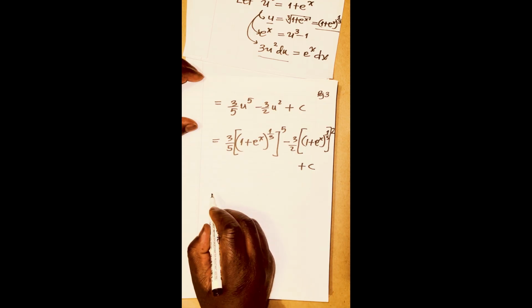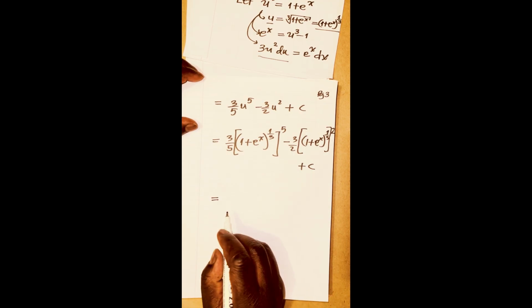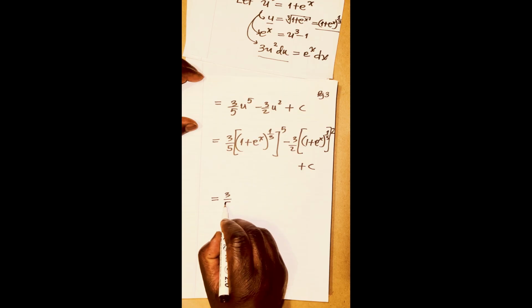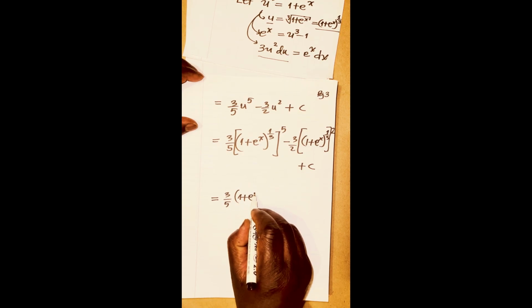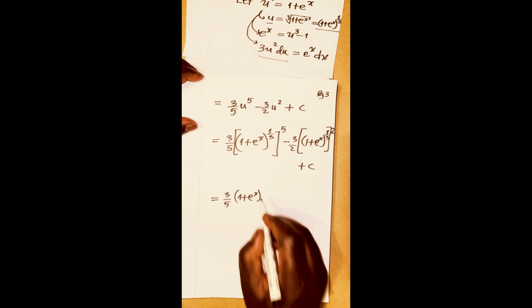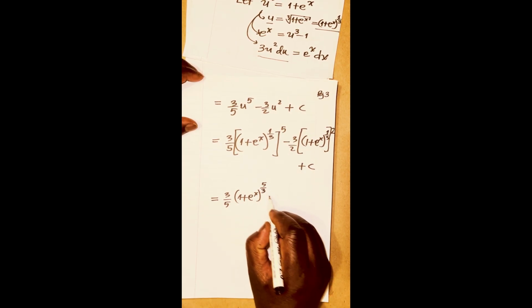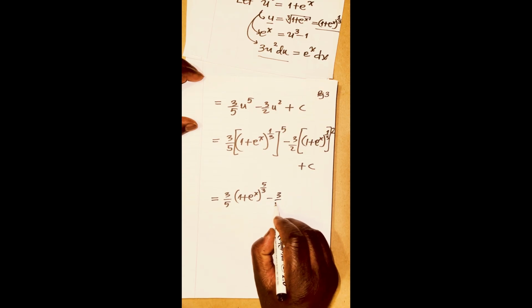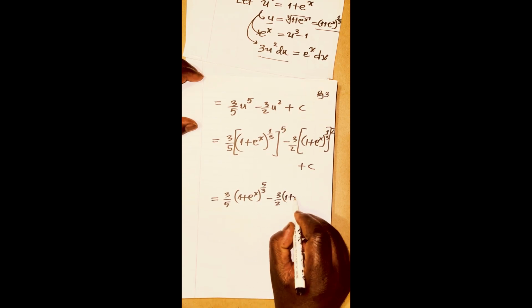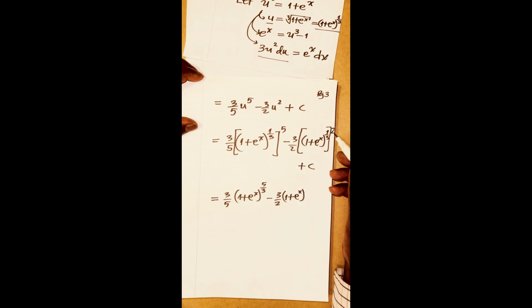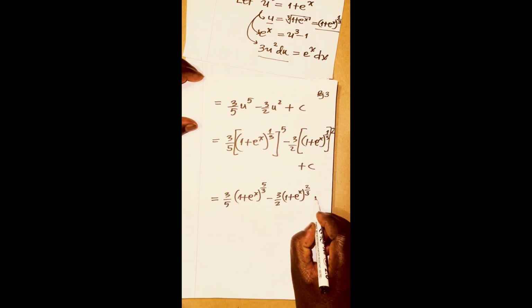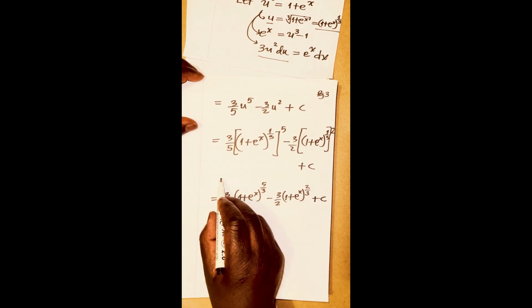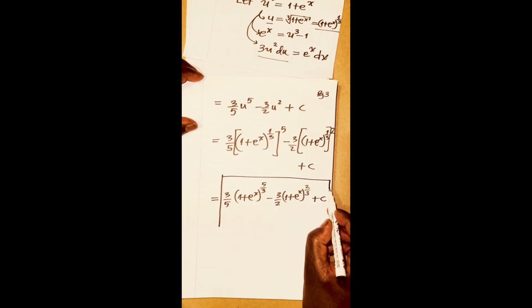Now simplifying this and cleaning up, we have the following as our final solution: 3 over 5, 1 plus e to the power x, multiplying the powers, it will be 5 over 3. And then we have minus 3 over 2, 1 plus e to the power x, 1/3 times 2 is 2 over 3. And then we have to say plus c as our constant of integration. So this is the final solution to this integral.